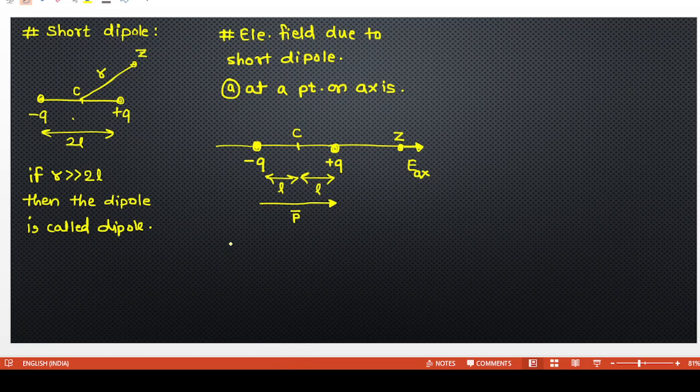You also know the formula. What is the formula for electric field at a point on the axis of the dipole? What was the formula for long dipole? K 2pr upon r square minus l square bracket square.